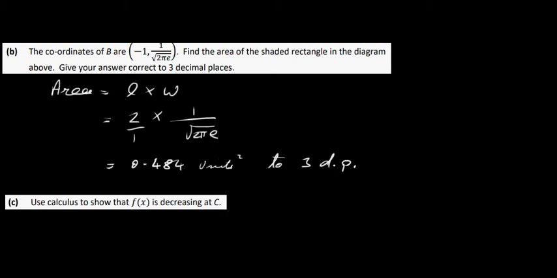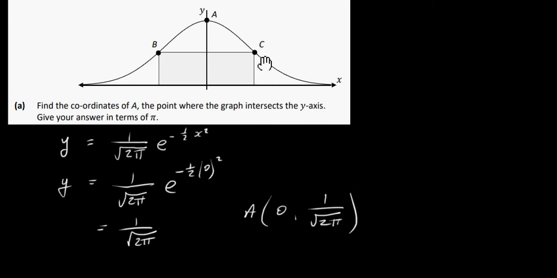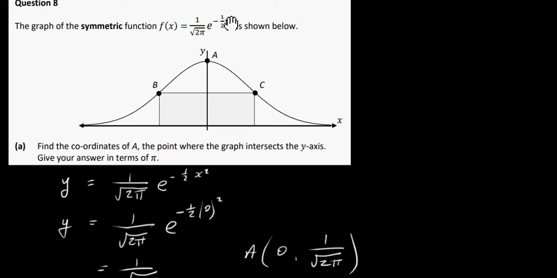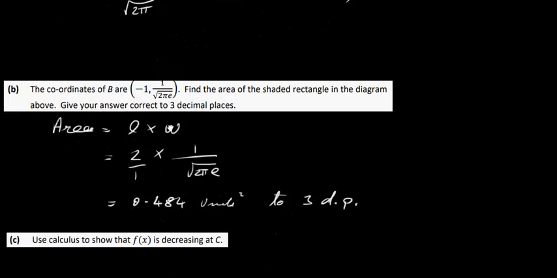Okay, part C then, use calculus to show that f of x is decreasing at C. So decreasing at C. So C here, we can see it is decreasing here. So how do we do that? Well, what we're going to do is differentiate this function, which will give us the slope of any tangent along the curve here. If we know the x-coordinate at C is 1, all we've got to do is put 1 into that differentiated function. If we get a negative number, it means the slope of the tangent will be negative, therefore the function is decreasing at C. So that's our strategy anyway.